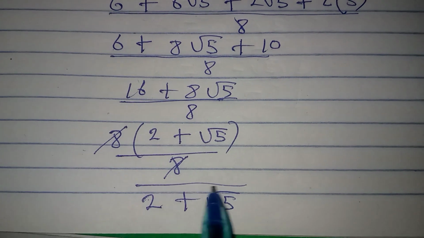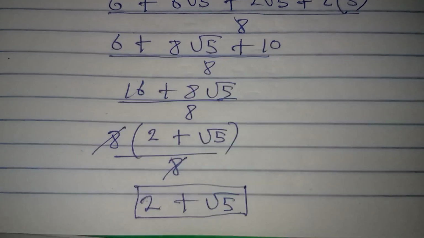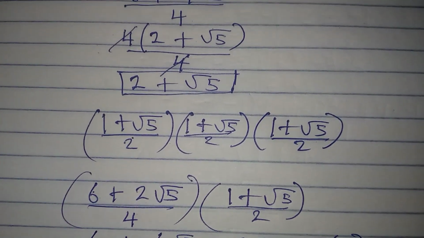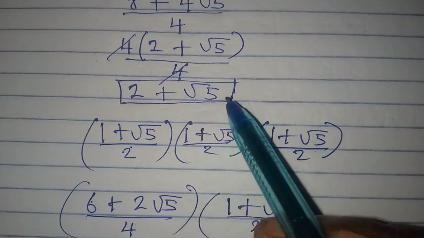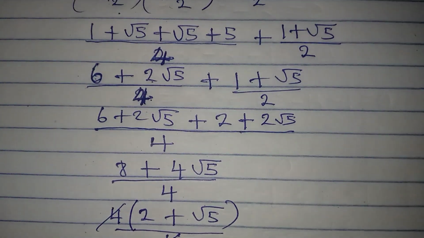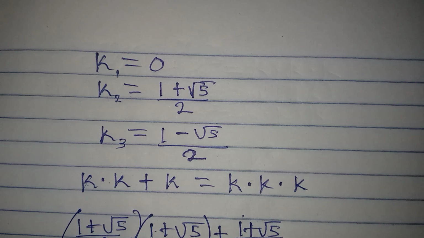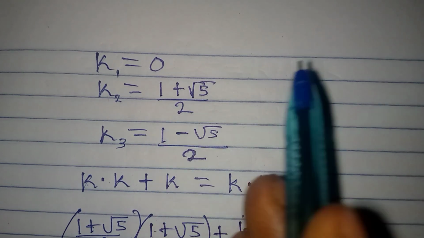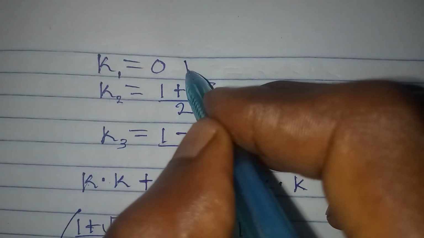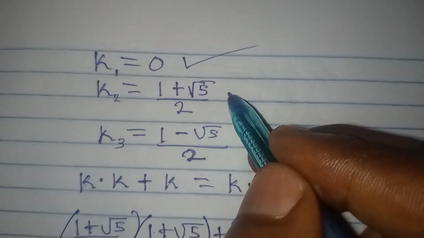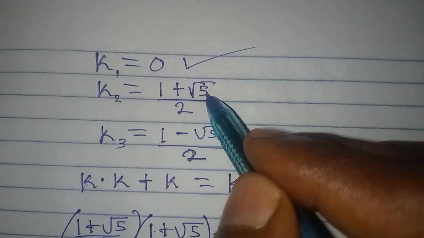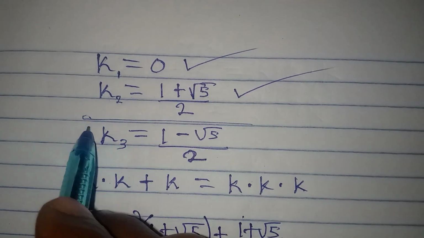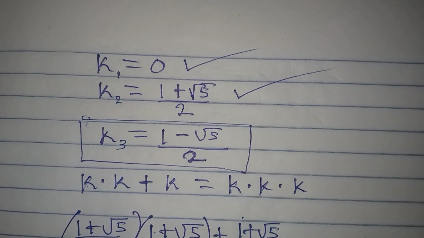Now, this is what we have on the right hand side, 2 plus root 5. Now, let's check what we got on the left hand side before. We got 2 plus root 5. Now, what does this mean? It means that our value for K2, which is equal to 1 plus root 5 over 2, is very correct. We have tested K to be equal to 1, correct? And we've tested K2 to be equal to 1 plus root 5 over 2, correct. Now, try this yourself and be sure whether it satisfies the equation or not.